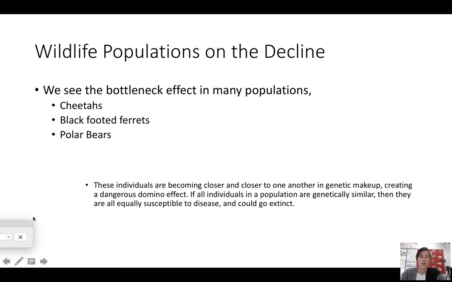So we'll be doing a lab about black-footed ferrets and how the bottleneck effect plays a role in their population numbers, and what zoos are doing to try and reintroduce them back into the population, and what the risks are for zoos to do that.